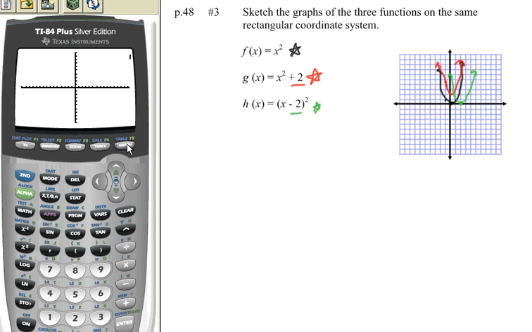And if I press my graph button, I should see there's my first function. Second function is shifted 2 units up. Third function shifted 2 units to the right. So that verifies the graphs that we sketched by hand.